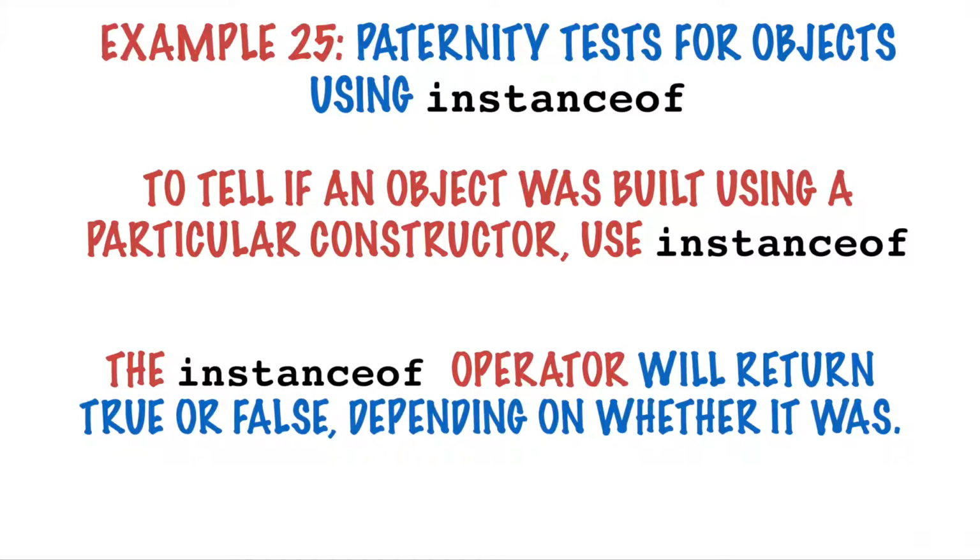The instanceof operator returns true or false. It doesn't give you the actual instance, it'll tell you true or false. If an object was built using a particular constructor, if the answer is yes, instanceof will return true. If an object was not built using the particular constructor against which you're comparing it, instanceof will return false.